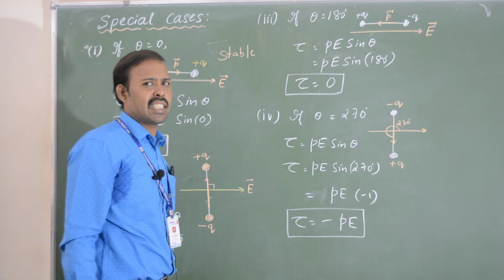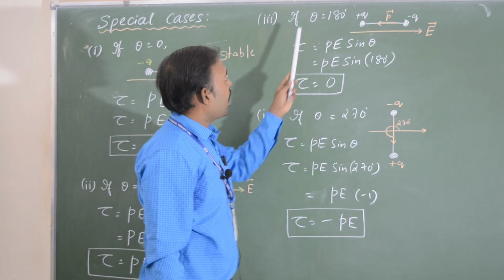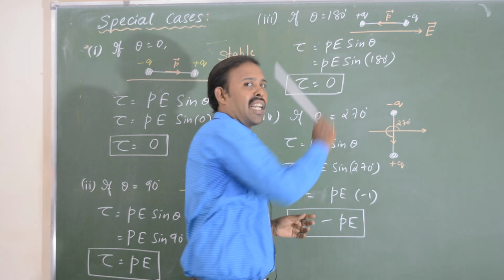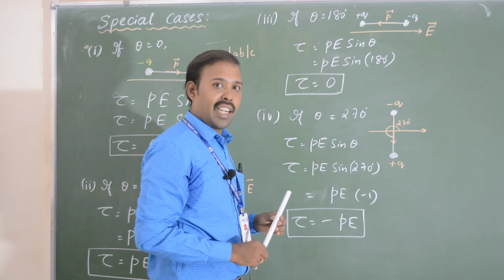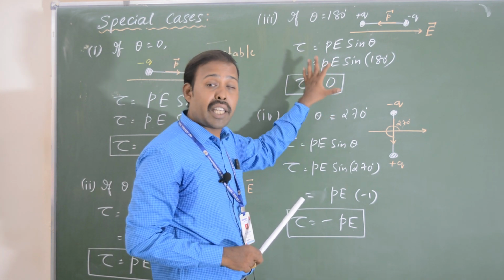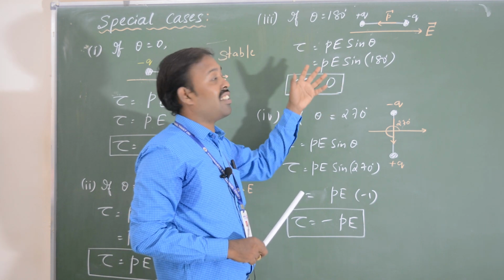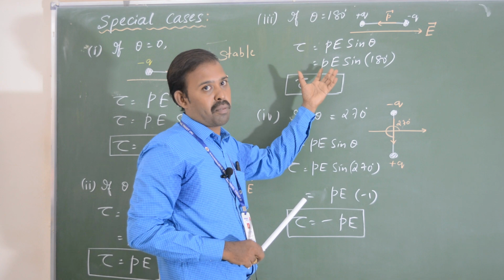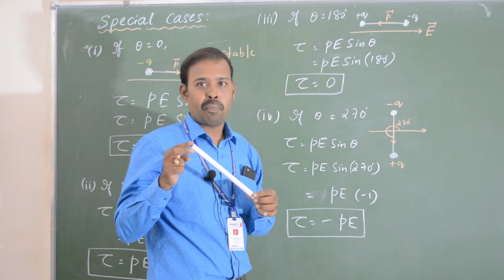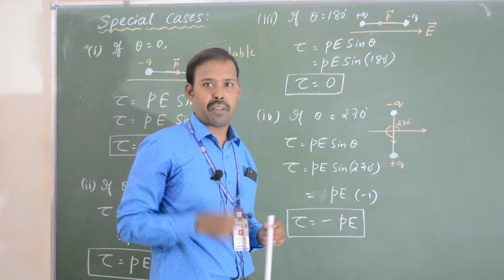This was once asked in an exam. And going back, if theta is 180, that is if the dipole is opposite to the direction of electric field, then also the torque experienced by the dipole is 0. This is also in equilibrium. Now we should know whether this is stable equilibrium or unstable equilibrium. We know what stable equilibrium is. If the position of the dipole is disturbed, again it comes back to the same position by itself. So that is stable equilibrium.